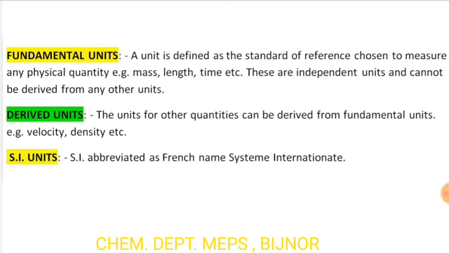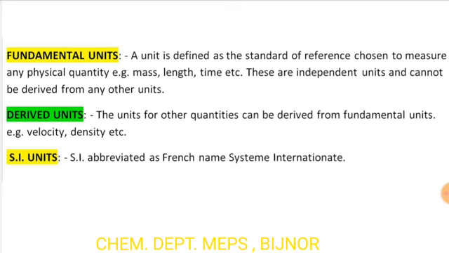A unit is defined as the standard of reference chosen to measure any physical quantity, for example mass, length, time, etc. These are independent units and cannot be derived from any other units. For example, you cannot convert mass into length, or obtain time from length. So these are considered fundamental units. There are 7 fundamental units. You can read on the next topic.